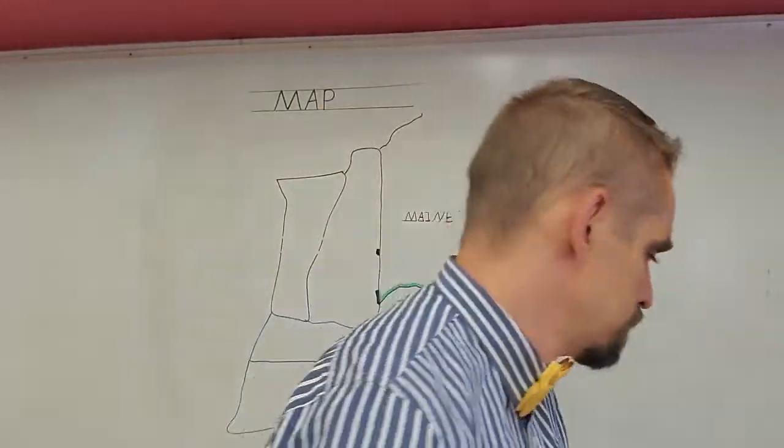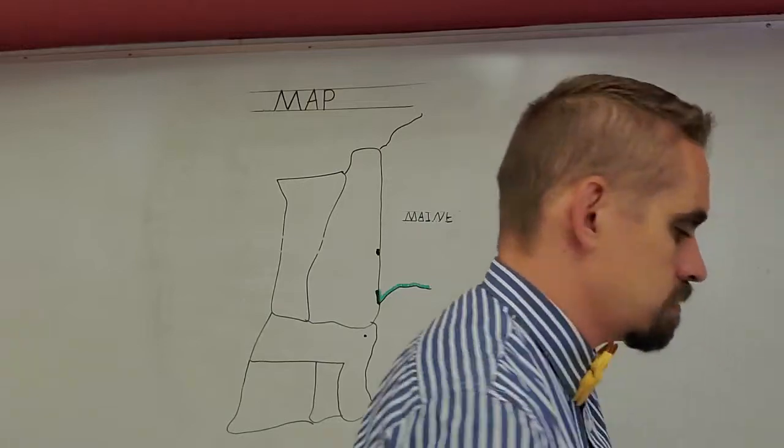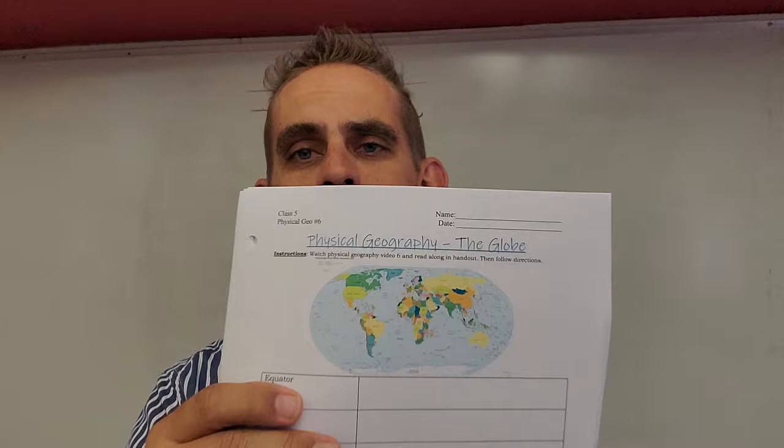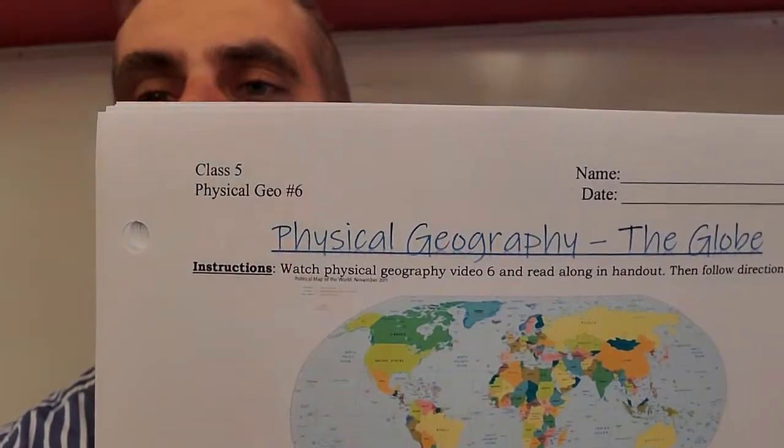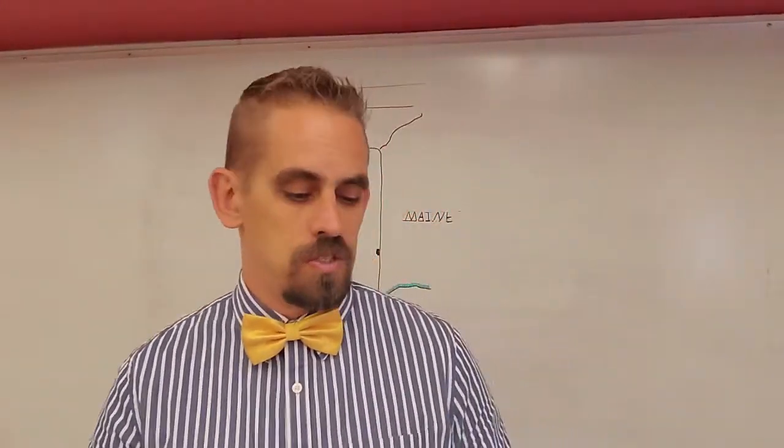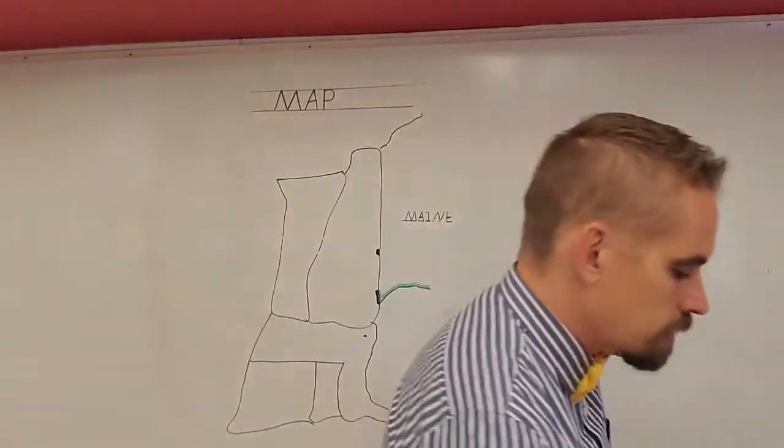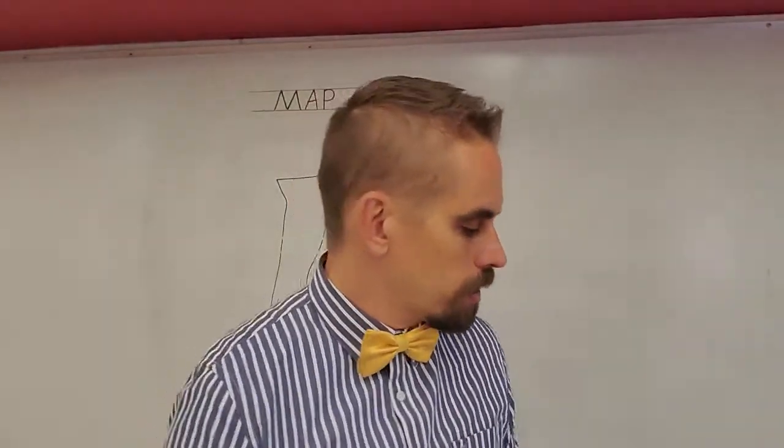Hello, class. So, physical geography, class number 6. You're going to need this page. It says class 5, physical geo 6. And then you're also going to need your reading because I want you to follow along. We're going to be looking at some basic things about the globe.